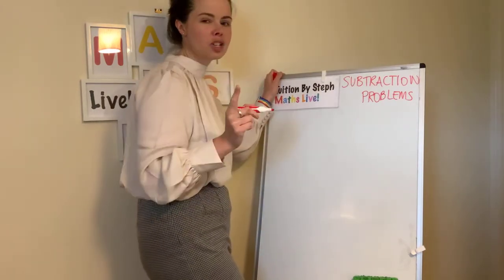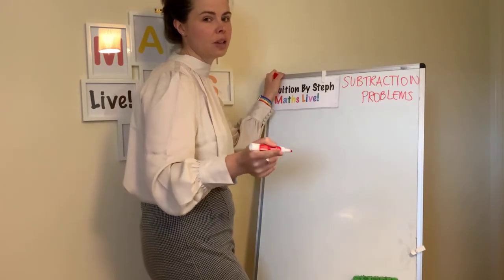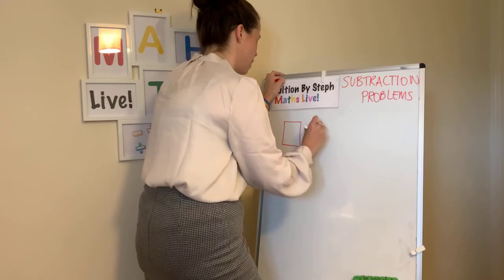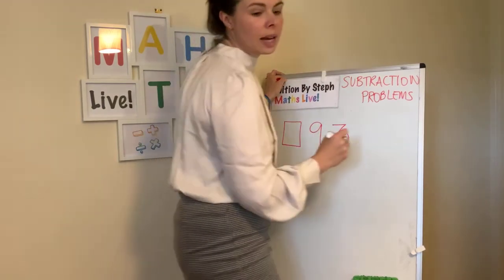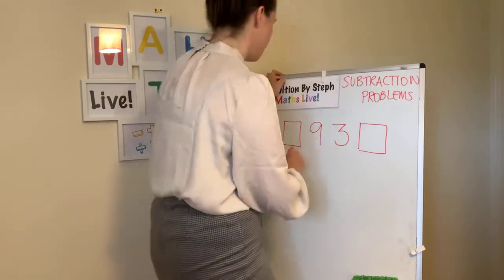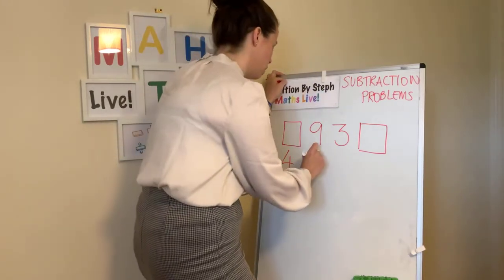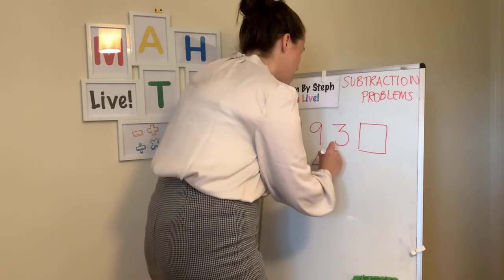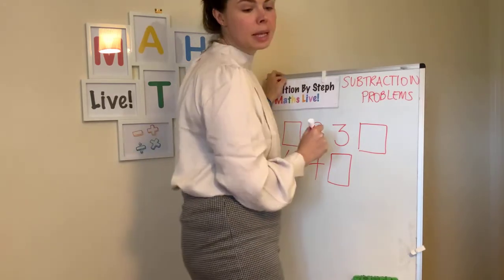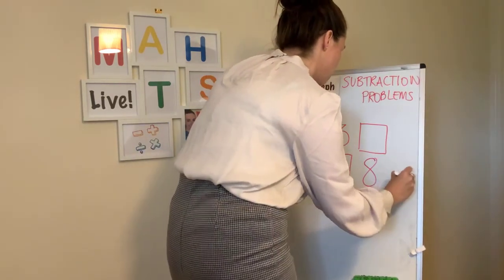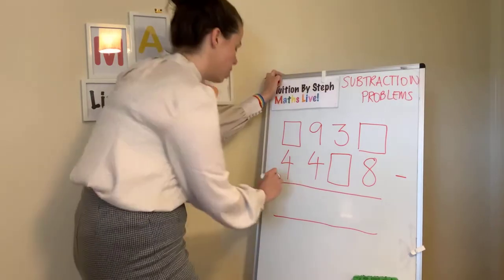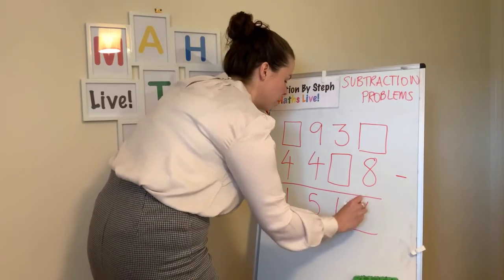What I'm going to do is do one of them, and then for you patrons, you can have a go at the other one and send your answers to me. So we've got something, 9, 3, something. So that's our top row. And then we've got 4, and obviously make sure you line your columns up. 4, missing box, and we've got 8, and we're subtracting. Okay, and our answer is 1, 5, 1, 4.